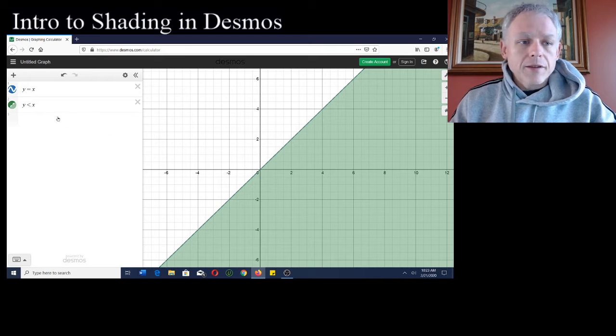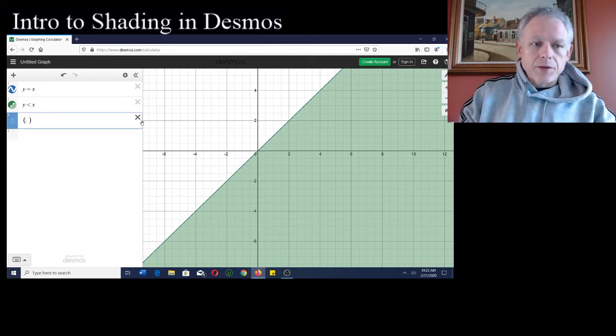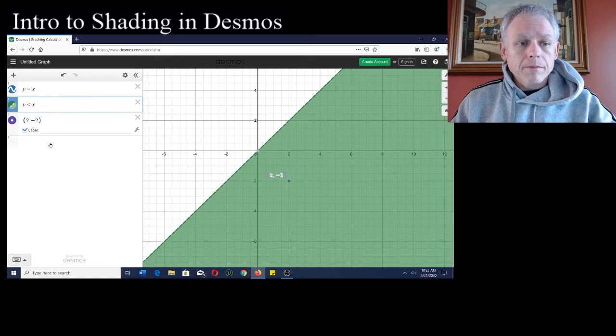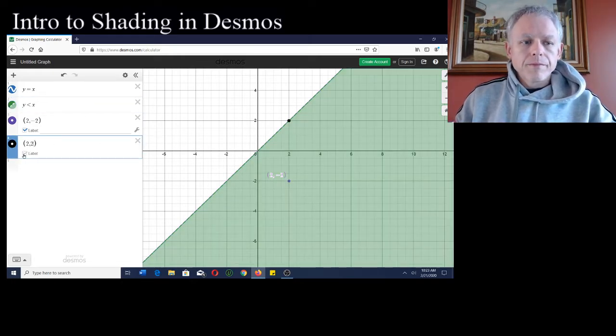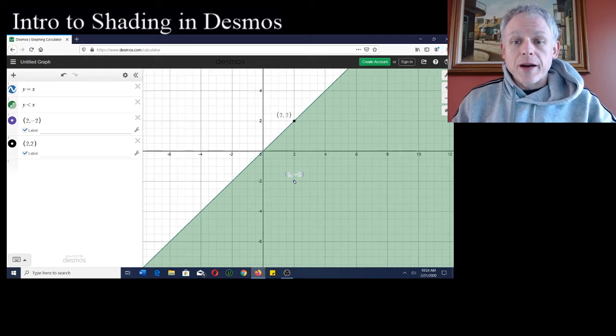So if we take any point in the plane, like let's say 2, comma, minus 2, you can see that it's in the shaded region. If we plug in x equal to 2, we get y is less than 2. Let me put that point in there. Since the y coordinate of this purple point down here is minus 2, it's smaller than 2. You can see that it's below the line y equals x, and so it's in the solution.